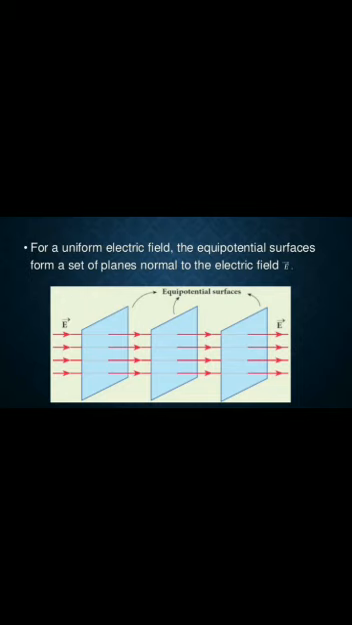That is, all the points of the first surface will be at the same potential. All the points placed in the second plane will be at equal potential, and all the points placed in the third plane will be at equal potential. But the potential of points placed in the first, second and third plane will be different.